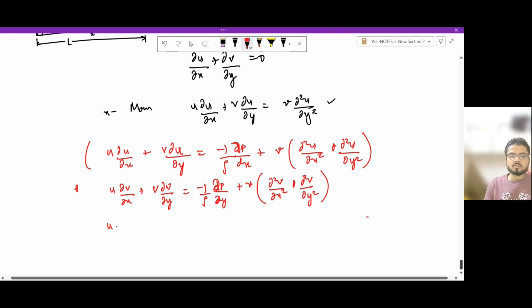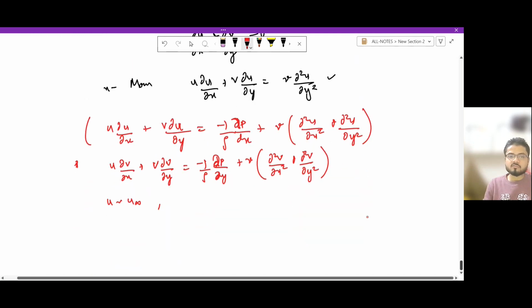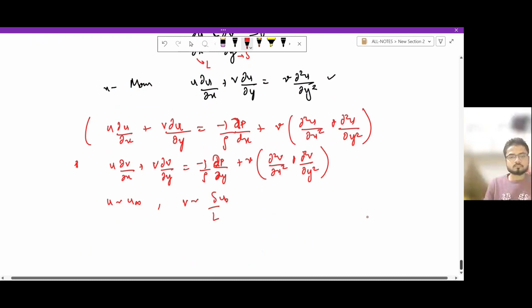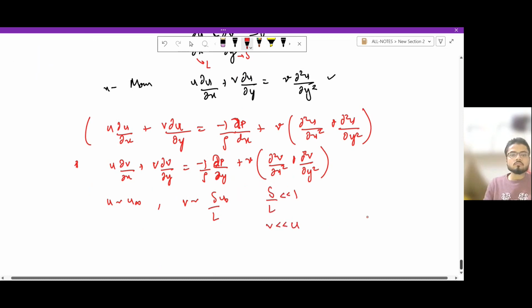Not from the momentum equation, but from just observation, u is of the order of u infinity. And from the continuity equation, you have this one. This is u infinity, this is L, your characteristic length. Let's keep it as v, and this is delta. So v is of the order of delta u naught over L. Since delta by L is much less than 1, that implies v is much less than u.